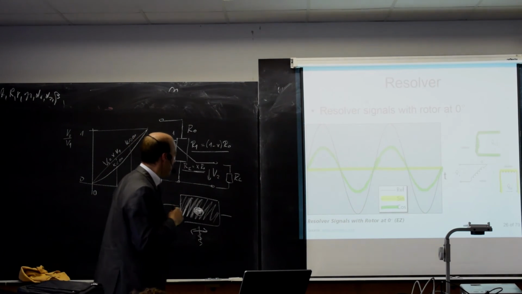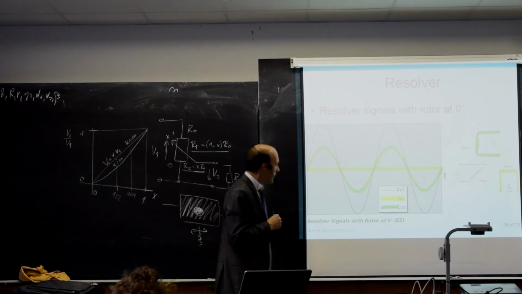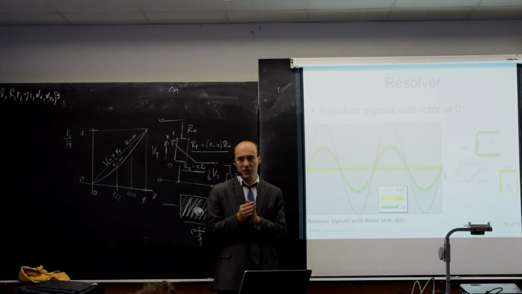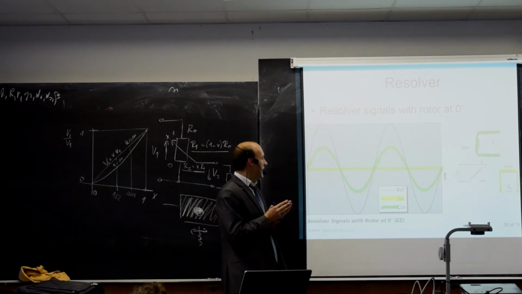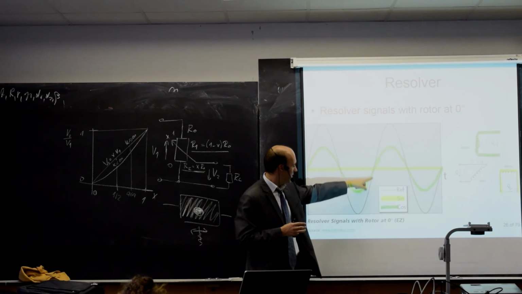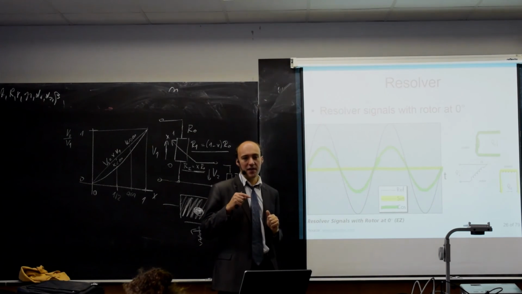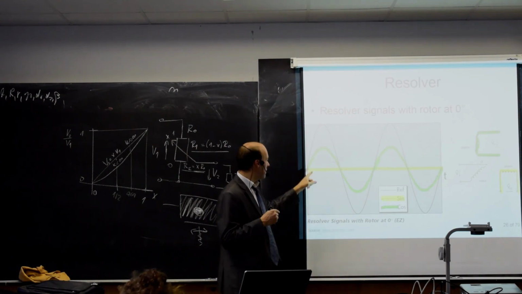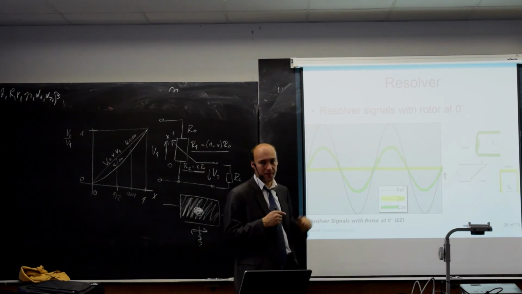Here at this chart, this is an oscilloscope record if the position is fixed at angle 0 degrees. So this black sinusoidal is the power supply voltage. This is what you have on the rotor. So it's a sinusoidal voltage.